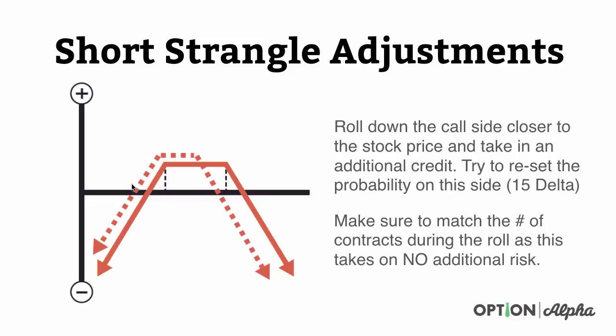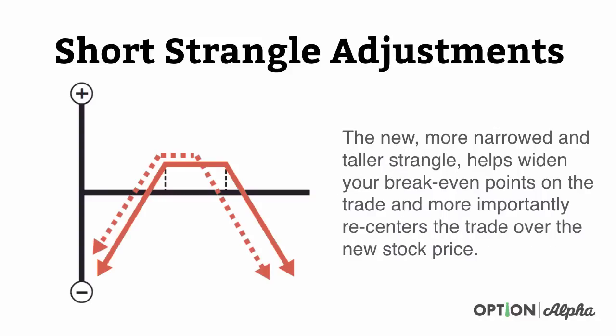Now, a key here is that you have to make sure that you're doing the same number of contracts during the roll so that you don't take in any additional risk. What I mean by that is that if you sold, let's say, 2 puts and 2 calls, you're going to close out your 2 calls and resell 2 new calls. You're not going to sell 3 new or 5 new calls. You're not going to increase the risk size here. So you're going to stick with the same number of contracts that you had originally so you have no additional risk in this trade.